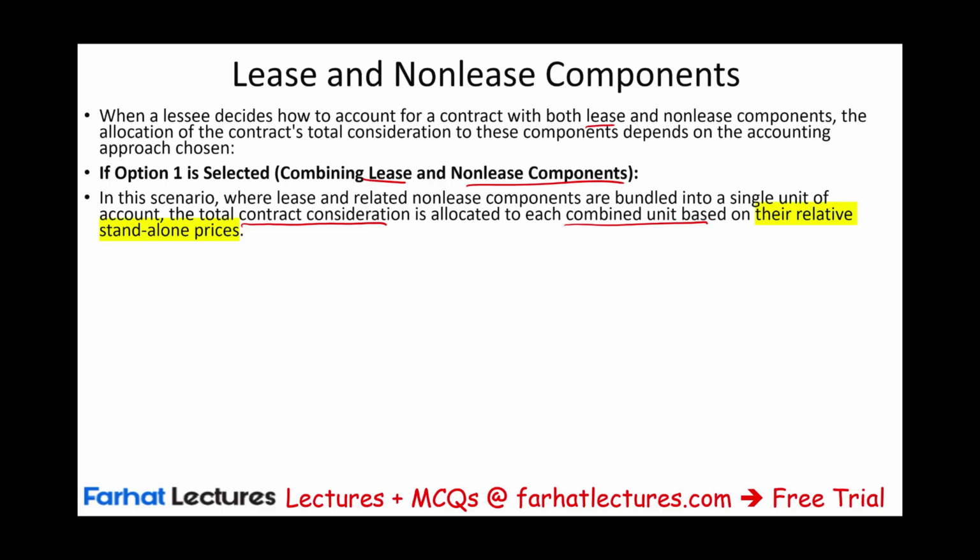Now we're assuming we have more than one lease. Standalone prices are the prices at which the component could be sold separately by the supplier. So we're looking at the asset, and we have more than one asset. We allocate it based on the fair value of the asset, the standalone prices.